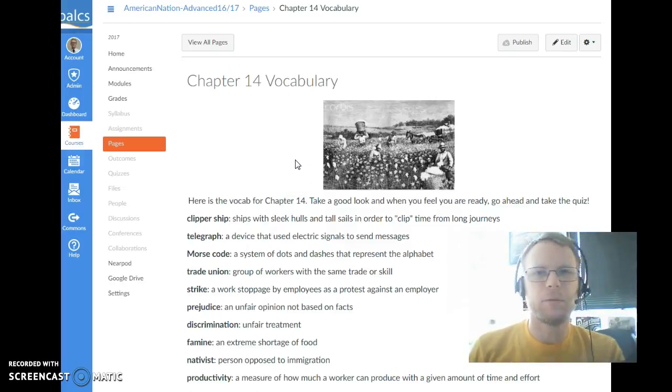Here's our vocab for Chapter 14. Take a good look, and when you feel you're ready, go ahead and take the quiz.